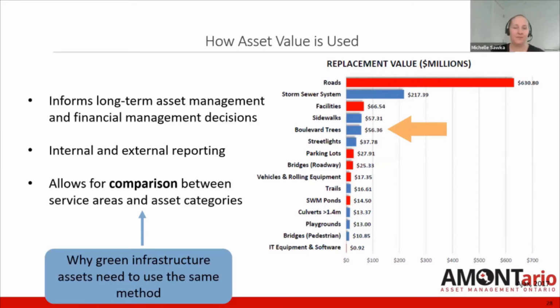The graphic on this slide shows an example from Ajax, Ontario. Here we have a graph that compares the asset values of all their assets in their asset management plan. You can see at the top there that they're most significantly invested in road assets, which makes sense. But fifth from the top, we can also see that they have their boulevard trees reported. So we can learn from this graph that they also have a significant amount invested in this green infrastructure asset type, and they need to make sure that they manage this asset type responsibly by including it in their asset management plan.